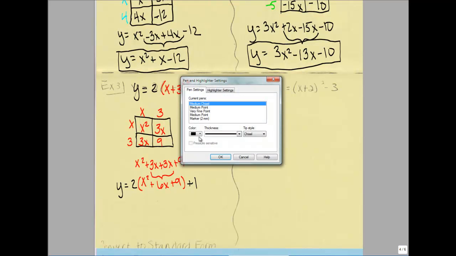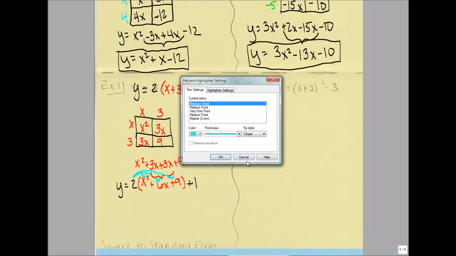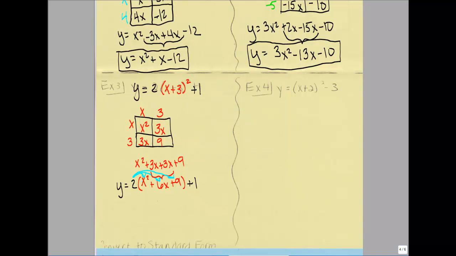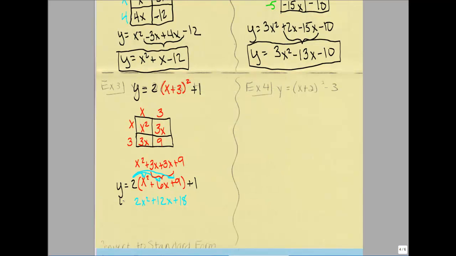Now that we've done that, we have to distribute this 2 to everything on the inside of the parentheses, not just the x squared. 2 times x squared, 2 times 6, and 2 times 9. Whenever we do that, I'm going to leave everything that doesn't change in black. 2 times x squared is 2x squared. 2 times 6x is plus 12x, and 2 times 9 is plus 18. And then we still have the rest of this that we need to bring down. So y equals, and then the plus 1 at the end.